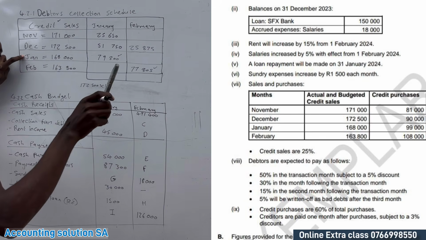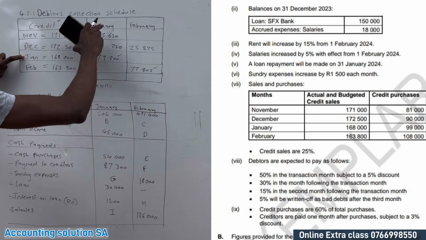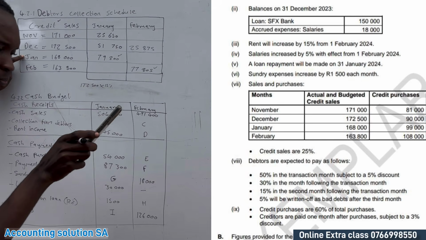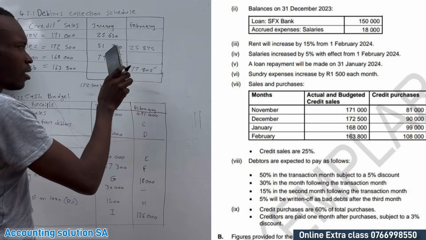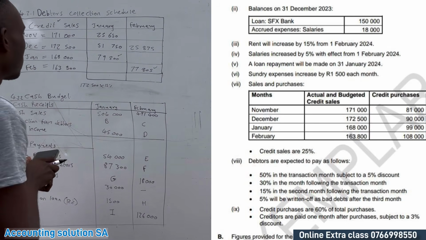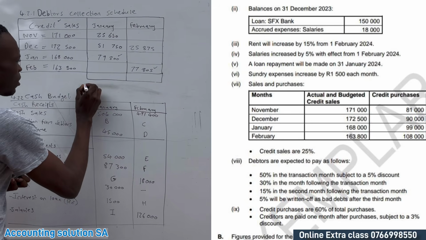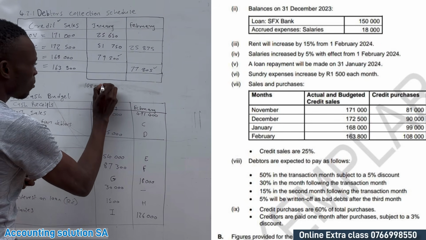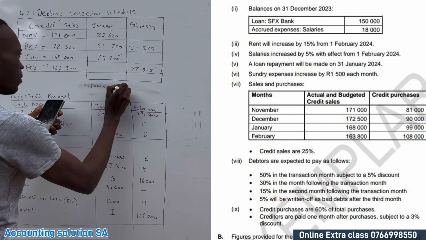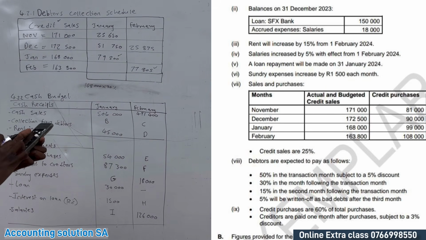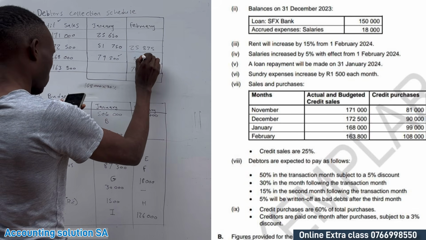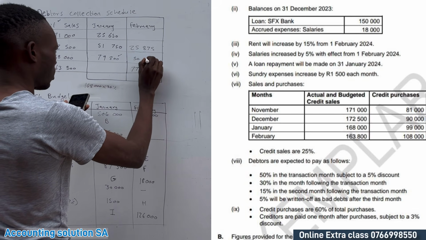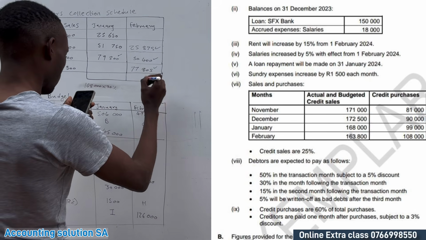January versus January is 50% in the same month, and we calculate it in this one. Then they said in the following month, following January is February, which is here, and the following month is 30%, which means we're just going to say 168,000 multiplied by 30%, and we're going to get the amount of 50,400. Let's mark here and mark here.